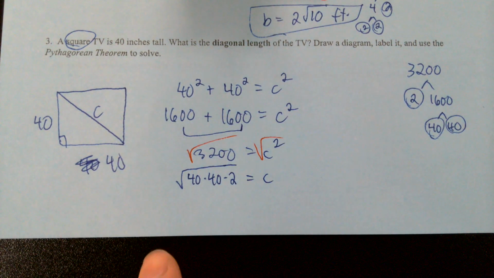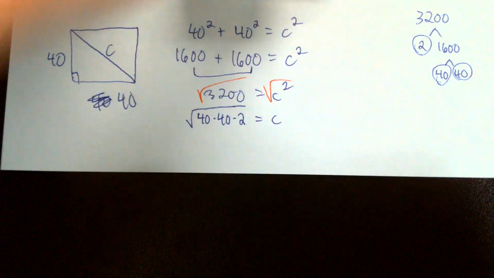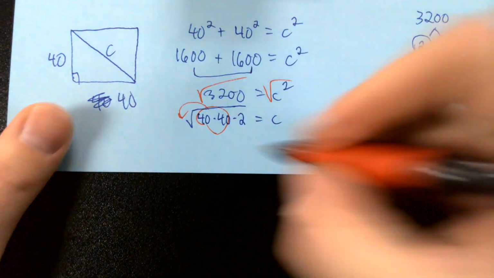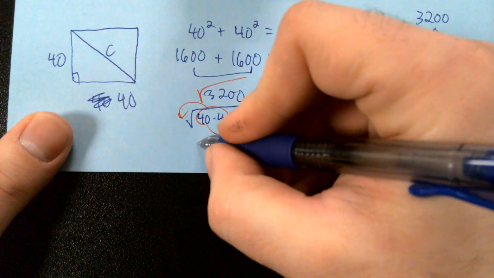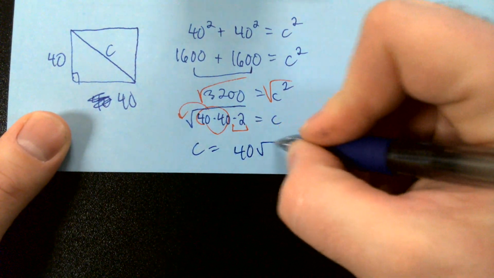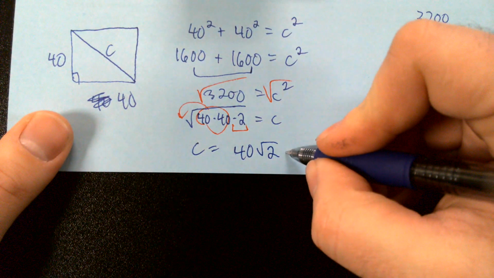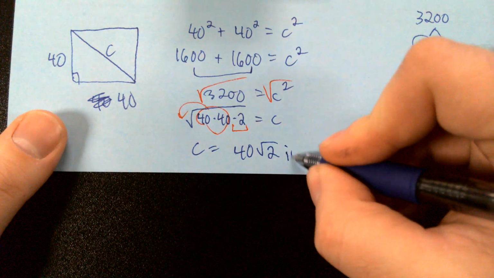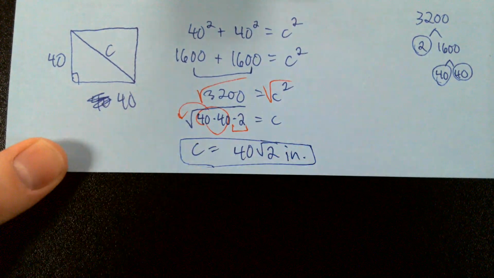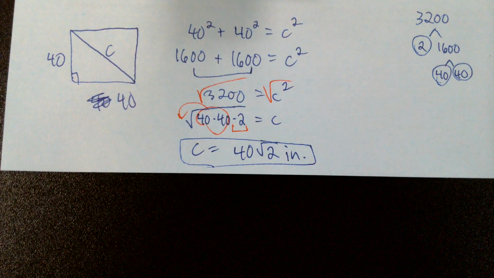And what's our identical pair that we can pull out here? 40, right? We bring the 40s out. What's left over? 2. So C is equal to 40 root 2. What's my units here? Feet again? Inches. That's right. 40 root 2 inches.